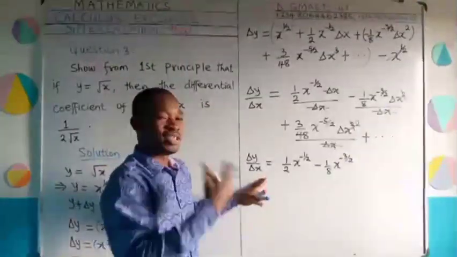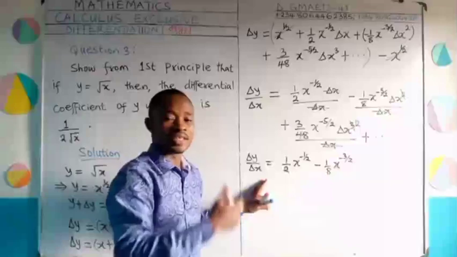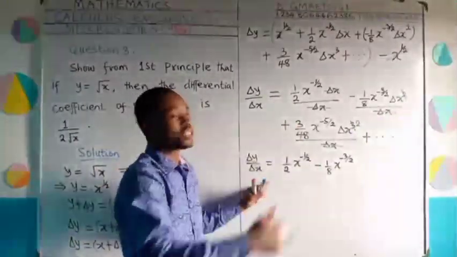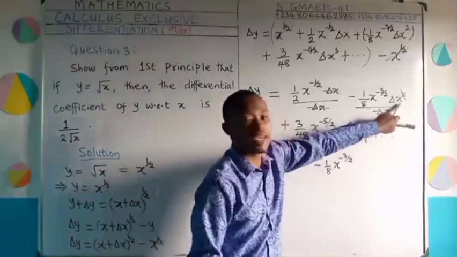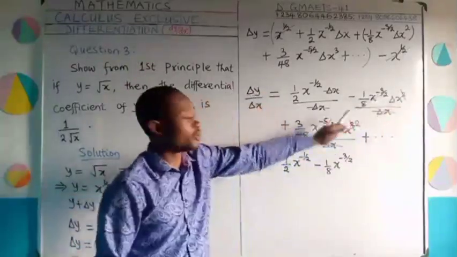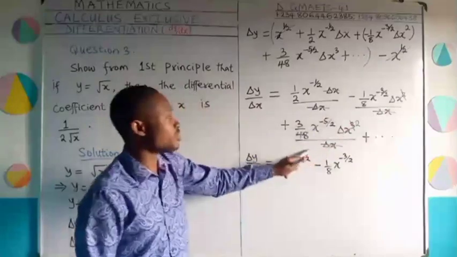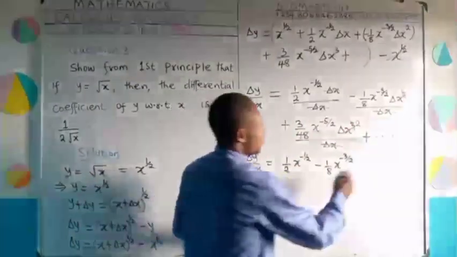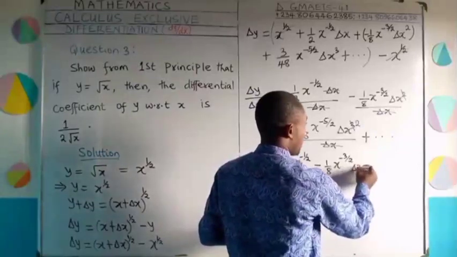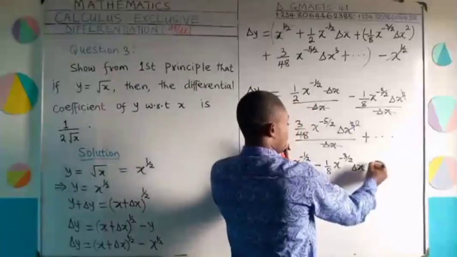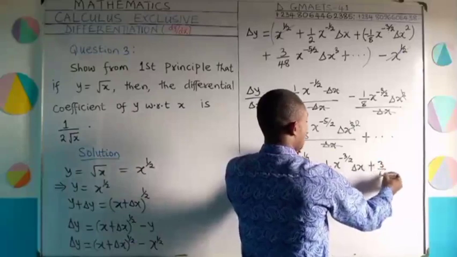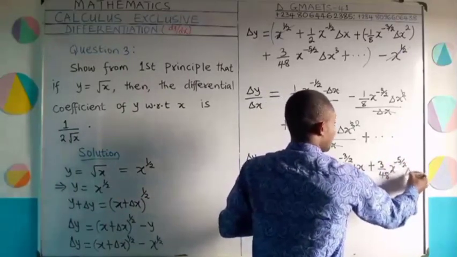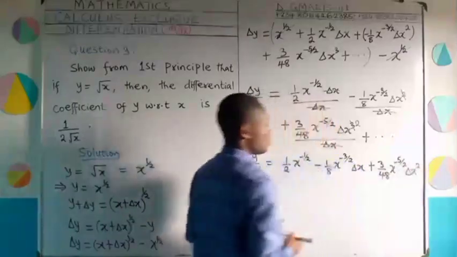Because you know at this point to get dy dx, you take the limit as delta x tends to 0. And if delta x is approaching 0, this delta x here, you fix 0, everything here becomes 0. Here, fix 0, everything here becomes 0, so you'll be left with just this term. And that will be our answer. Anyway, let me show that. So we have delta x here, and then plus, this term is 3 over 48, x raised to the power minus 5 over 2, delta x raised to the power 2.